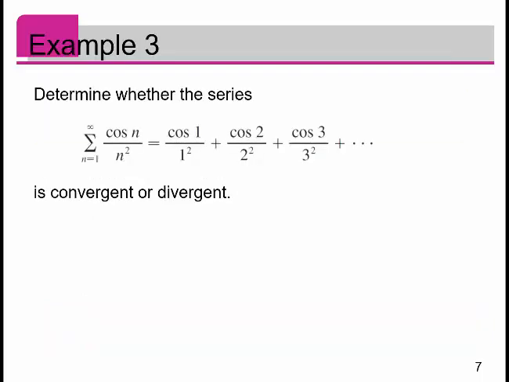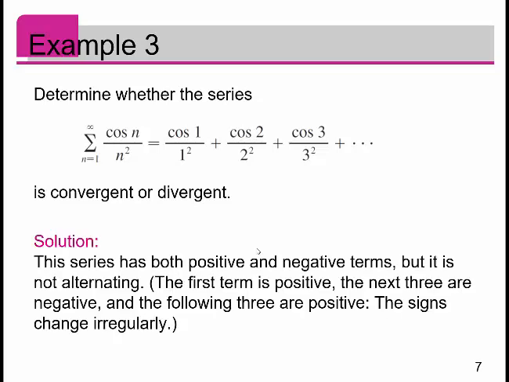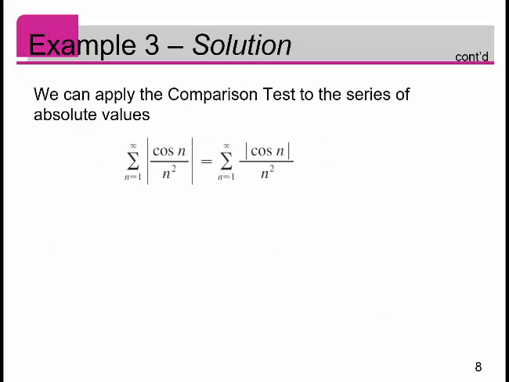Let's look at this one. Determine whether this series, the summation of cosine of n over n squared, which equals, as you can see, expanded out, is convergent or divergent. Well, the series has both positive and negative terms, but it is not alternating. The first term is positive, the next three are negative, and the following three are positive. So what's going on here is the signs change irregularly.